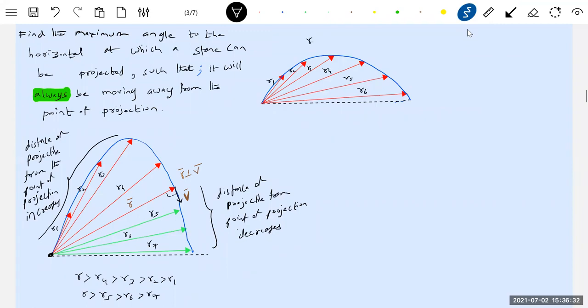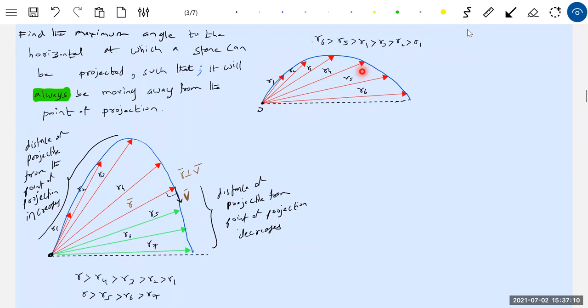So there's no problem here. So it is always moving away from the point of projection. So we have to bring this necessary condition. So anywhere will it become perpendicular? No. Here somewhere R bar will become perpendicular for it. For the projectile always to move away from point of projection, the position vector and velocity vector should never become perpendicular.